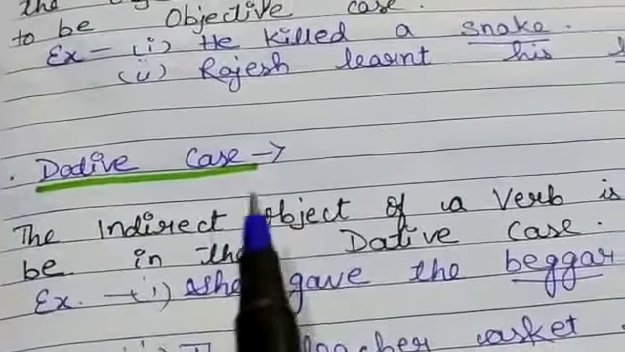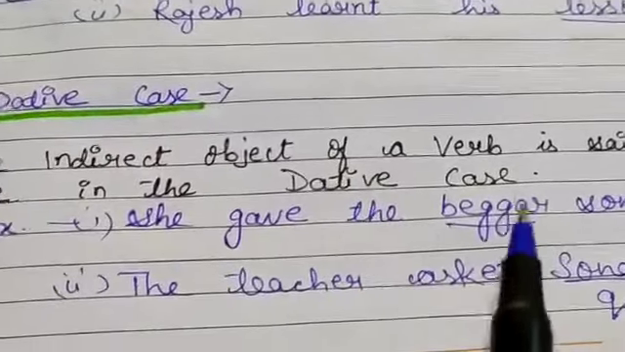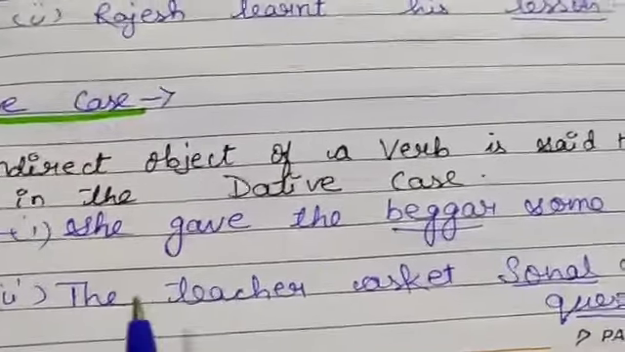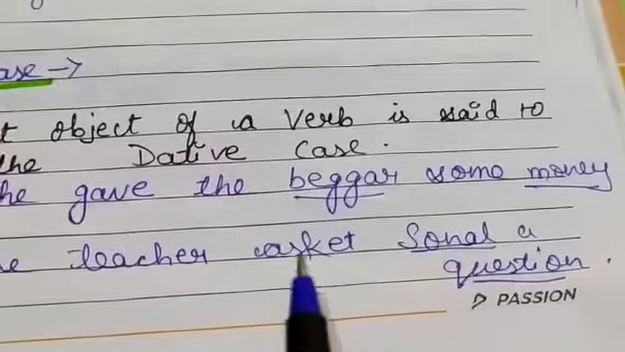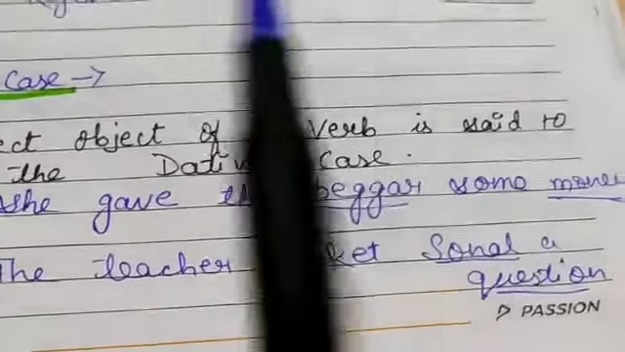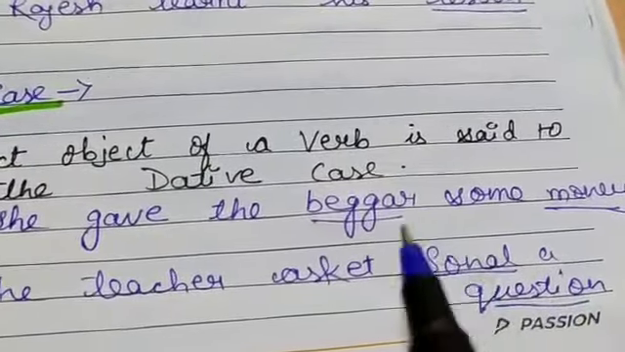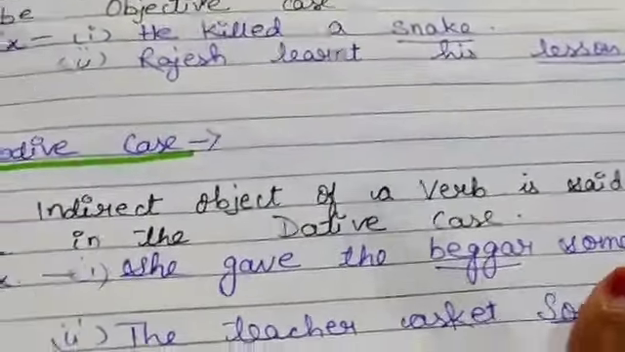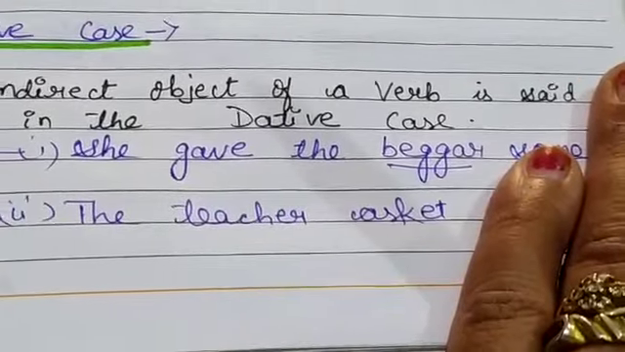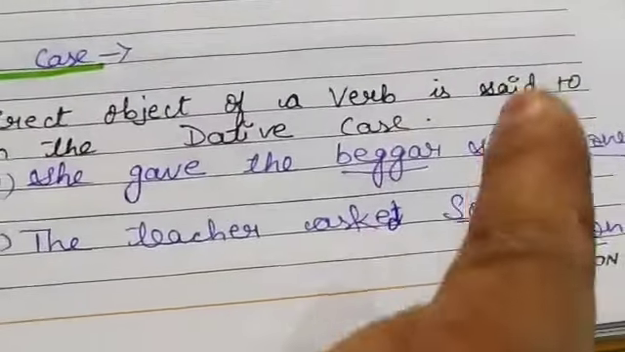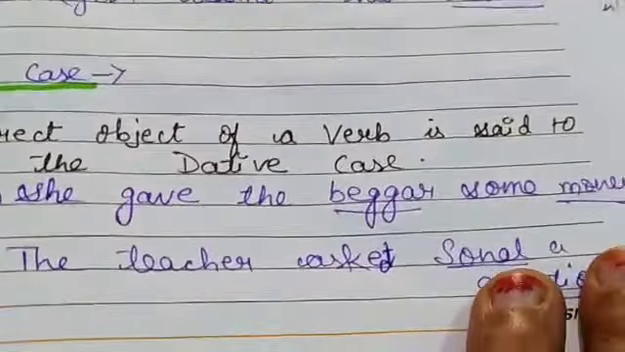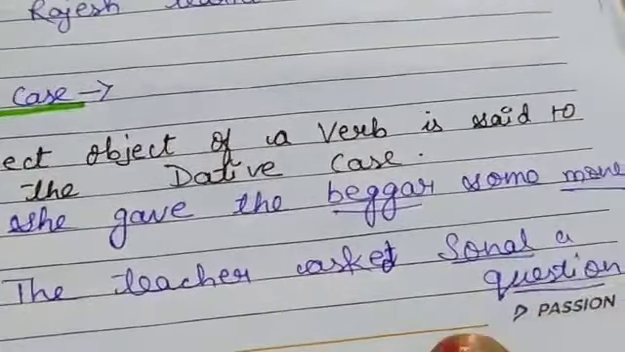The indirect object of a verb is said to be in the dative case. For example, the teacher asked Sonal a question. Again, you cover the objects. We have two objects, two nouns, Sonal and question. Now, put the question. What did the teacher ask Sonal? Cover question. So, question was asked.